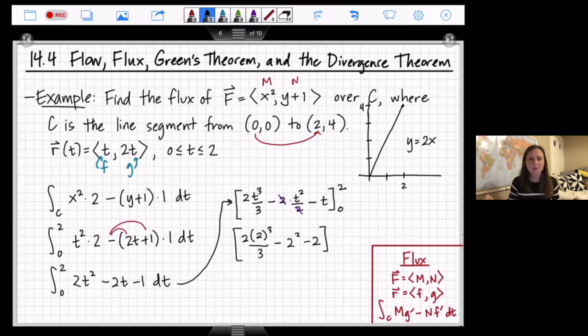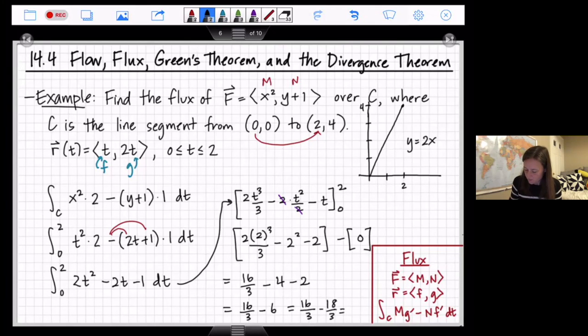And then the polynomial, when we plug in 0 for all those t's, is just going to be a bunch of nothing. And then just some arithmetic. So I've got 2 cubed is 8 times 2 is 16. So this is 16 thirds minus 4 minus 2, 16 thirds minus 6. Get a common denominator. The 6 will be 18 thirds. And we have just enough room for our answer. That's going to be negative 2 thirds.